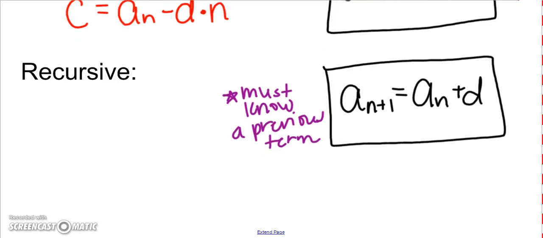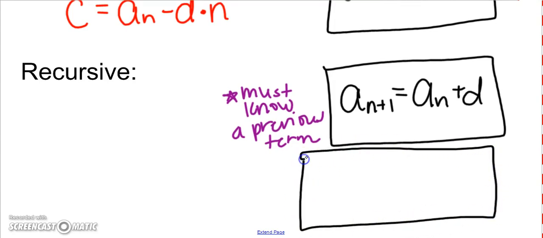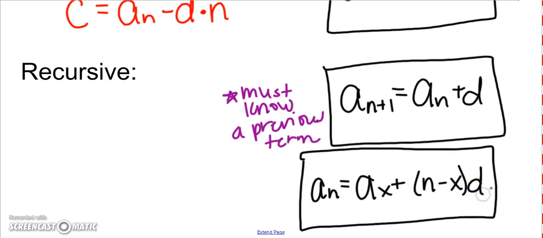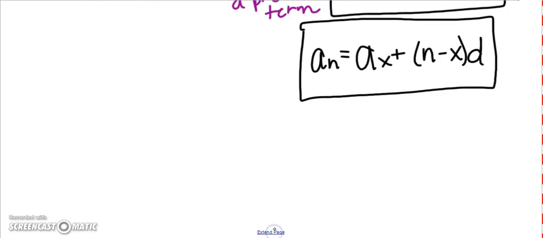And then underneath recursive, you've got some room to write, and you have yet another formula box. In that formula box, I want you to go ahead and write a sub n equals a sub x plus n minus x times d. So, labeling these things, d is still our common difference.